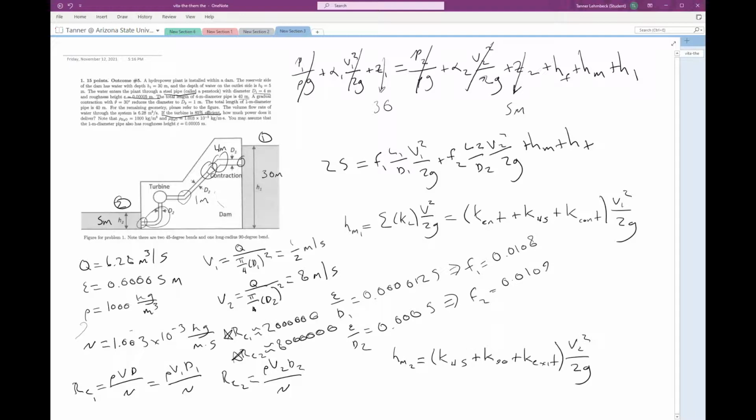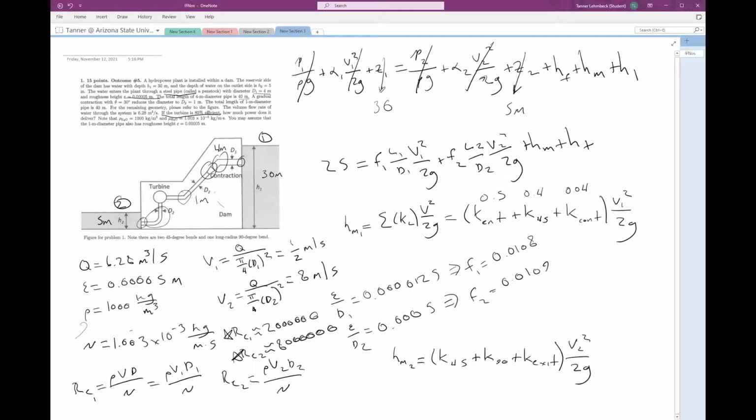Or you'd be given these coefficients, I think. You would have to just check and see what the value of these coefficients are. I think they're all experimentally determined anyway, so you'd have to reference something to check them. And if we do that in this case, this entrance coefficient ends up being 0.5. This 45-degree coefficient ends up being 0.4. And then this contraction coefficient ends up being 0.04.